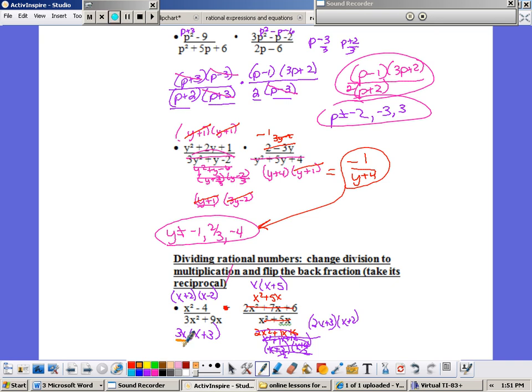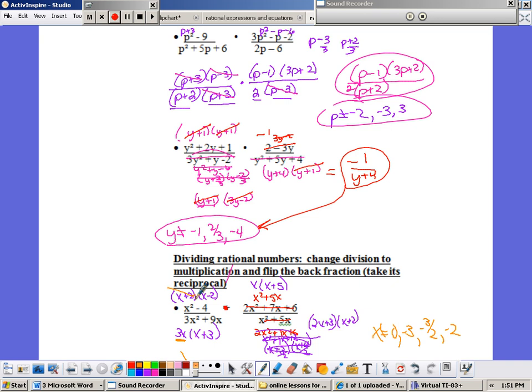So 3x can't equal 0, so x cannot be 0. If 3x can't equal 0, you divide by 3, x can't be 0. X plus 3 can't equal 0, so x cannot be -3. 2x plus 3 can't equal 0, so x cannot be -3/2. And x plus 2 can't equal 0, so x cannot equal -2.